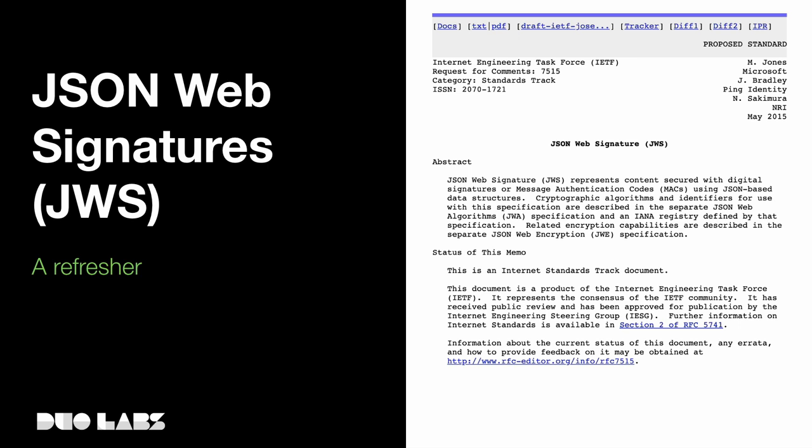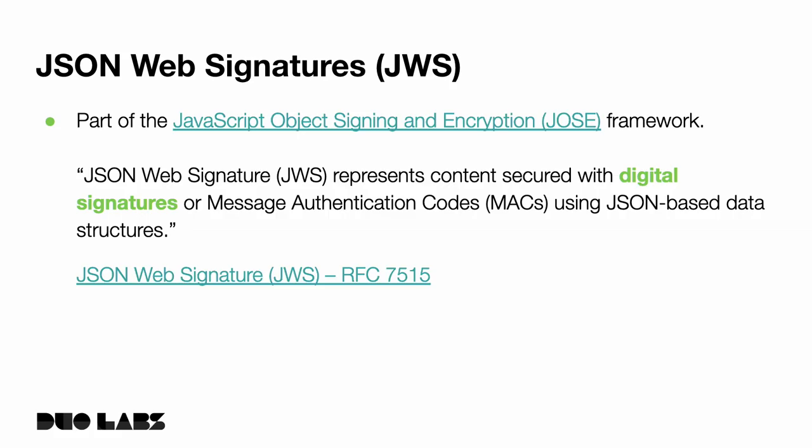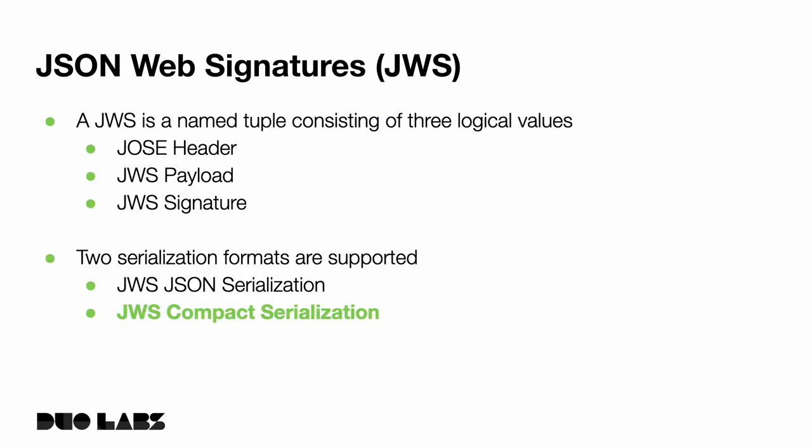Next, I'm going to talk about JSON web signatures, which I mentioned in the previous slide. So JSON web signatures are part of the JOSE framework, or a family of standards, along with things like JWT and JWE, or JOT, if you prefer. JSON web signatures represent content secured with digital signatures or MACs, and they use a JSON-based data structure. And this is described in RFC 7515. So a JWS is a named tuple that consists of three values. There is the JOSE header, the payload, and the signature. And there are two serialization formats that are supported. There's the JSON serialization and compact serialization.